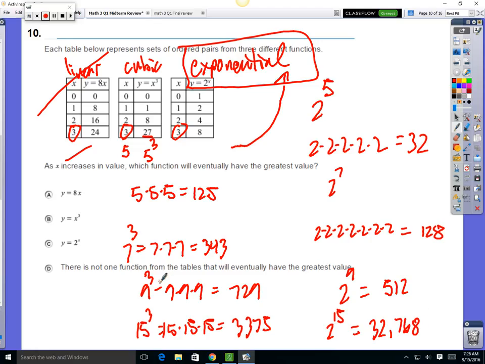So, shortly after the 9th x, this exponential is going to take off and it's going to pass all the other functions. So this one is going to have the greatest value. It's going to grow the quickest.